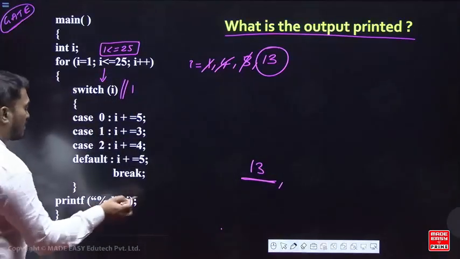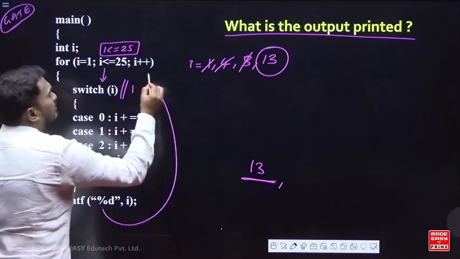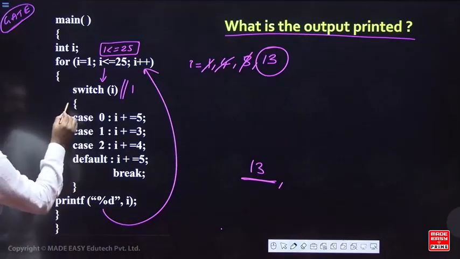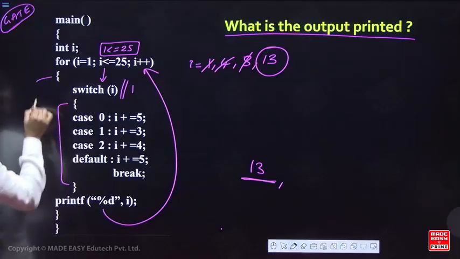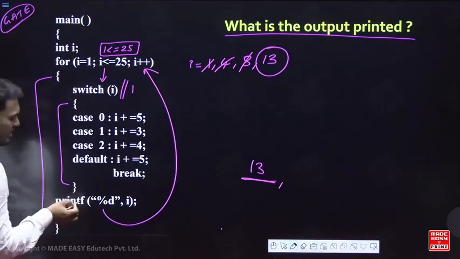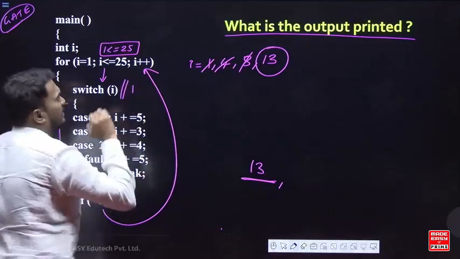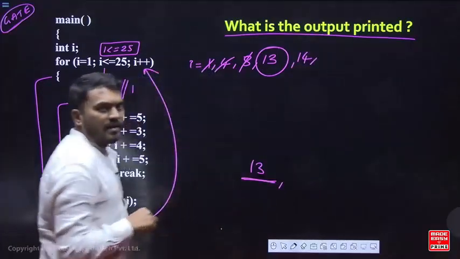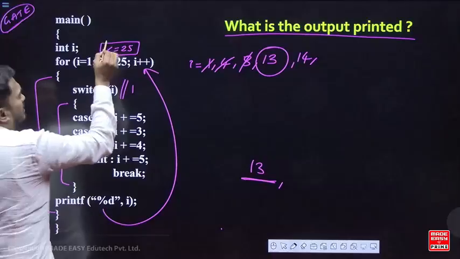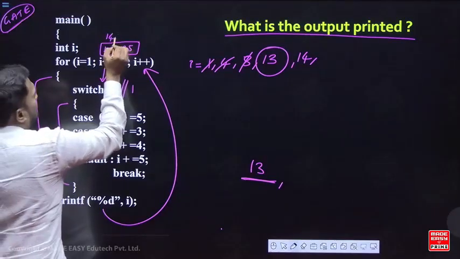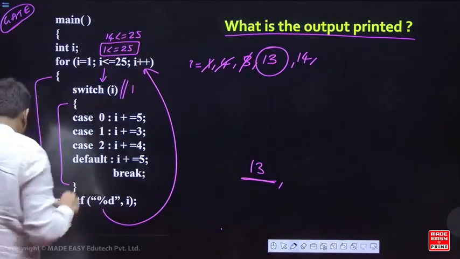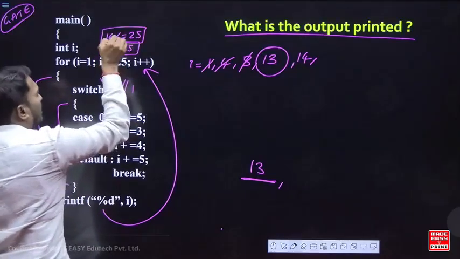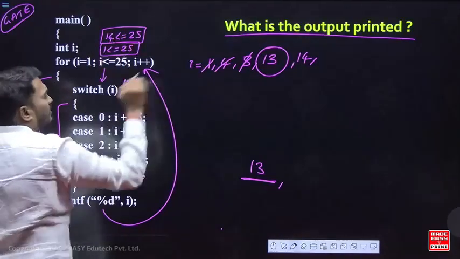13 will print. Next, after printing, what are you doing here? I plus plus. Listen carefully. This is the closing of the for loop, right? So after printing you say I plus plus. When you say I plus plus, I value becomes 14. And next time you do the comparison in the for loop. 14 less than or equal to 25, true or false? Condition is true.